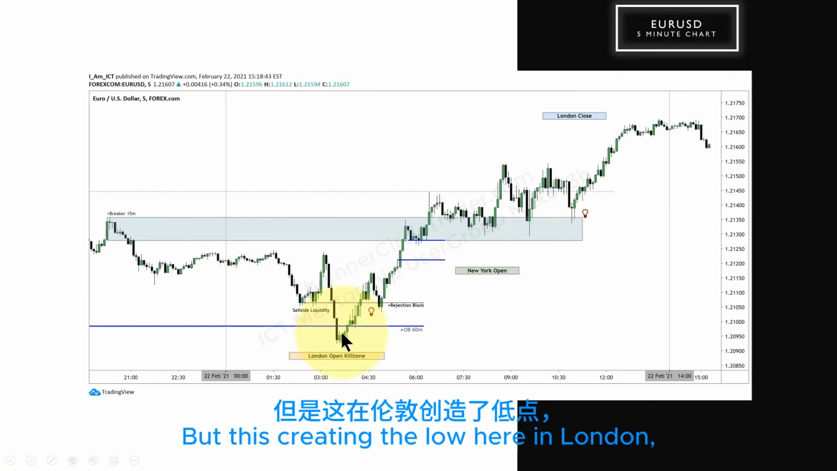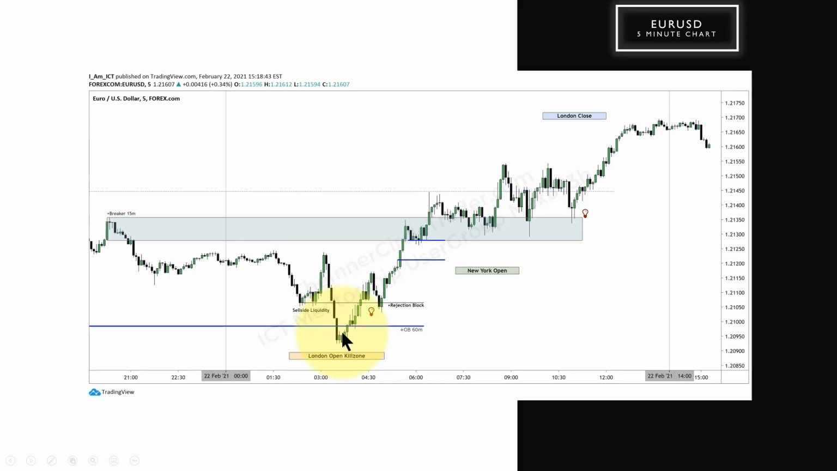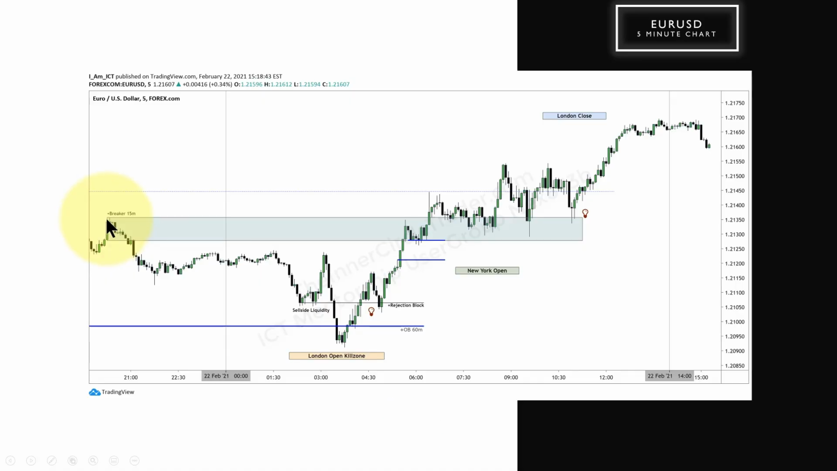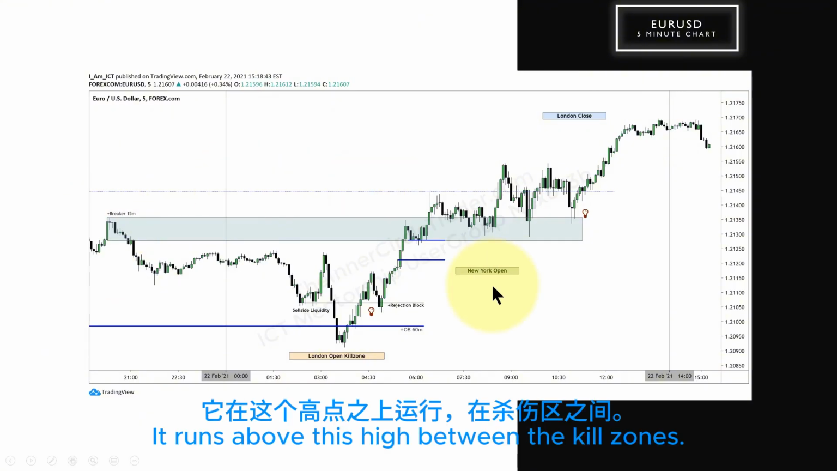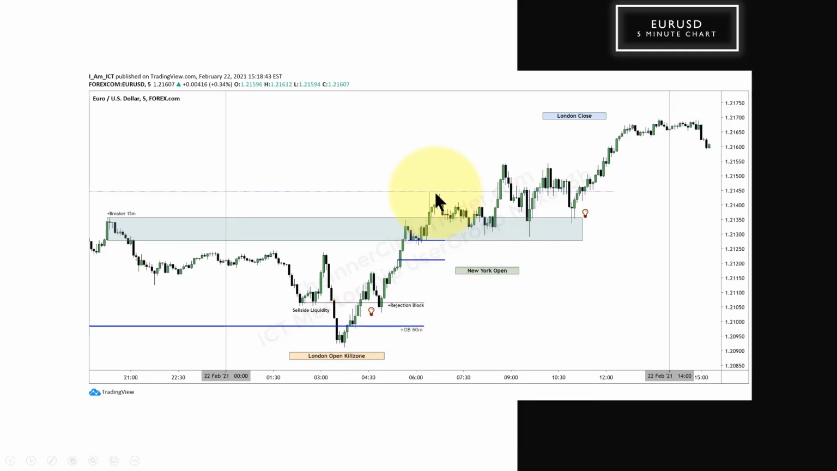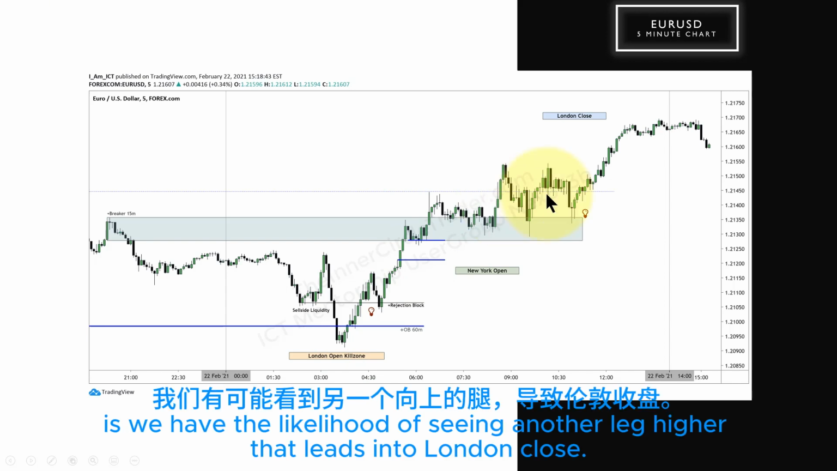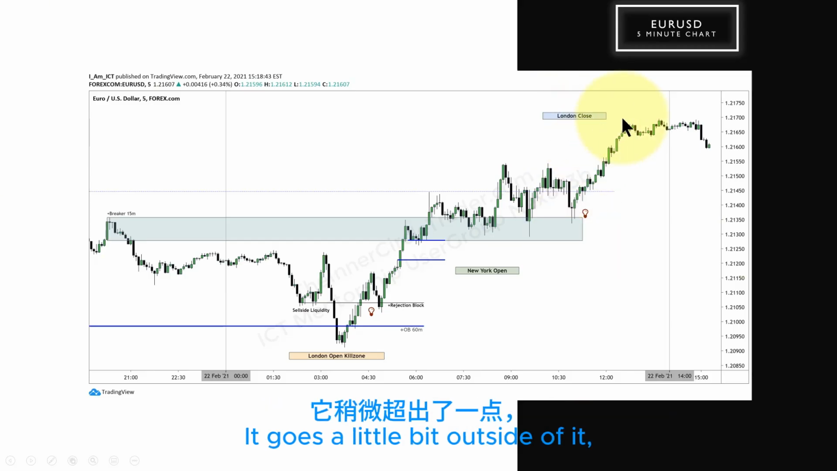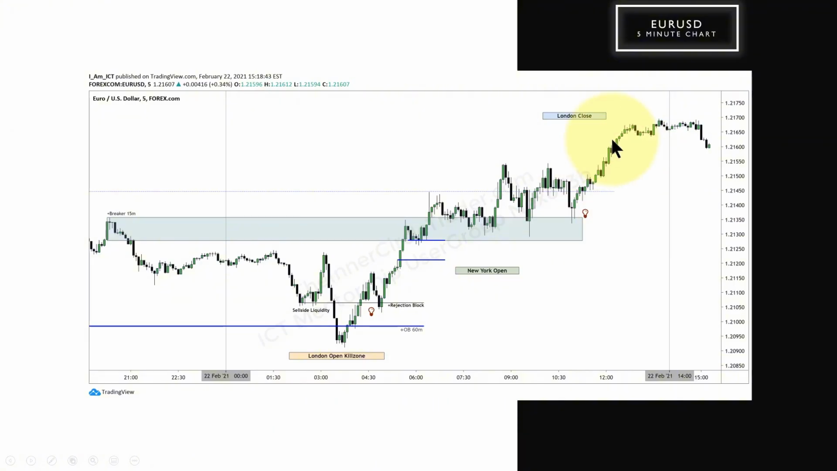But this creating the low here in London, same premise, hold until 10 o'clock to noon. Does this high not offer an opportunity that would be ideal, exiting above this over here? Sure. What's wrong with that? Nothing. It runs above this high between the kill zones. You notice that? Then it's consolidating. What that tells me is we have the likelihood of seeing another leg higher that leads into London close. In that case, it doesn't even make the high there. It goes a little bit outside of it, but it still runs up higher.